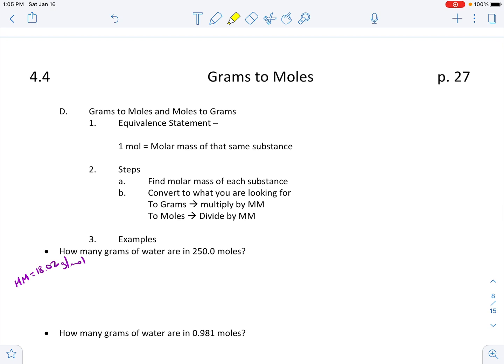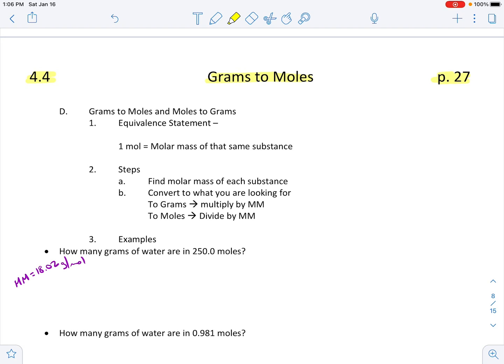Okay, we've made it to 4.4. This is grams per mole, or grams to moles, sorry. You still need a calculator and a periodic table for this, so if you don't have that, hit pause, go grab it. So remember, across the top, on the right side of your page, we've got 4.4, this is grams to moles, and this is page 27.